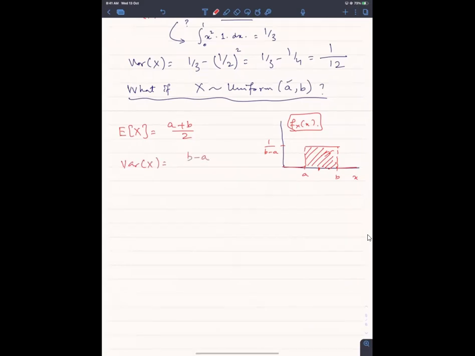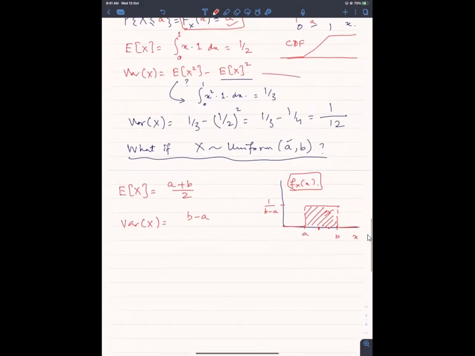Again you can solve it by using the same formula. ये जो हमने यहाँ पे यूज किया है इसको यूज कर सकते हैं. It will be b minus a whole square over 12. And you can readily verify कि when b is 1, a is 0, तो आपके पास ये uniform 0 1 है. When b is 1, a is 0, you will get the answer 1 over 12 जो हमने यहाँ पे पहले निकाला हुआ है.